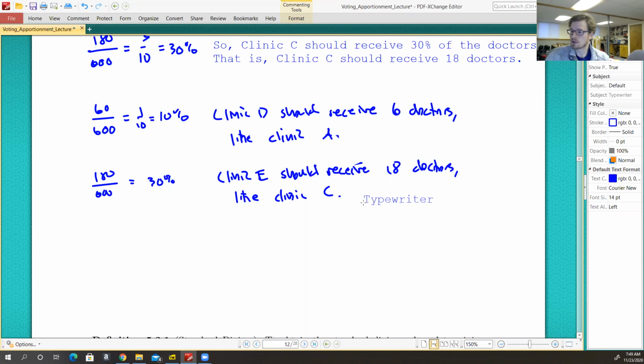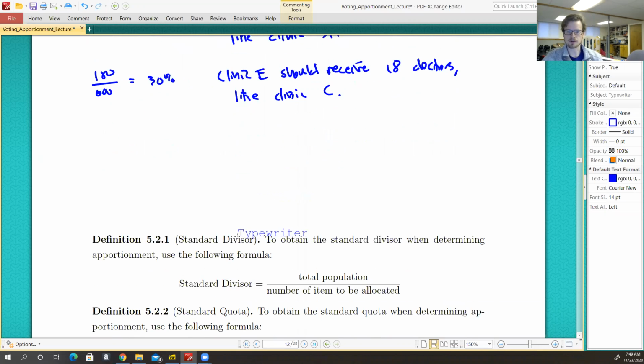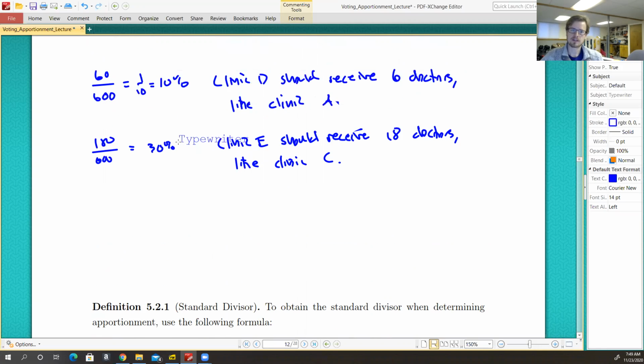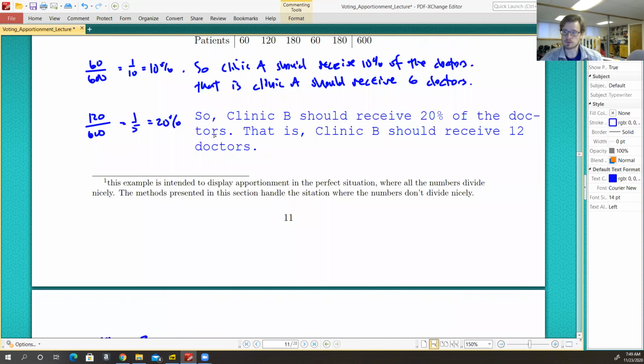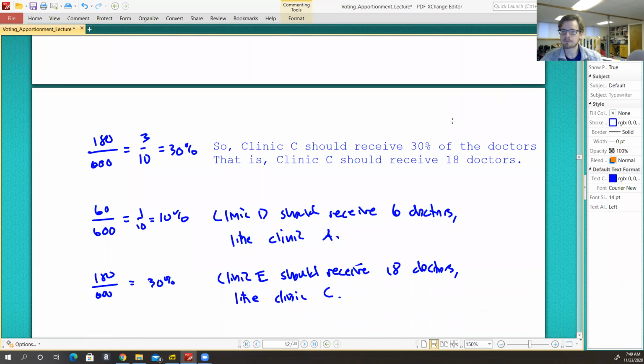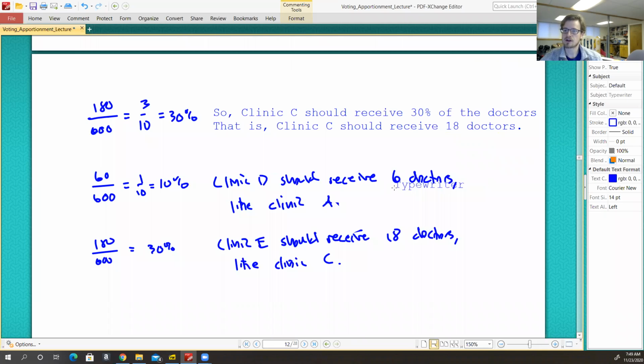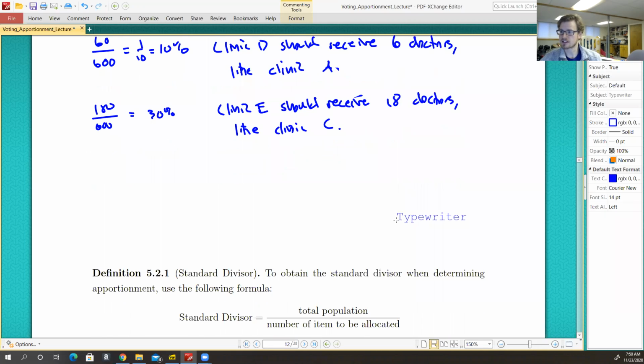Excellent. So what we should notice there is that we've distributed the 60 doctors, and we've done that by calculating the percentage of patients seen by each clinic. Each clinic received that percentage of doctors, so we should find that the total doctors distributed was exactly the 60 doctors that we had. So 6 plus 12 is 18, plus 18 is 36, plus 6 is 42, plus 18 is in fact 60. So we did in fact distribute the 60 doctors.